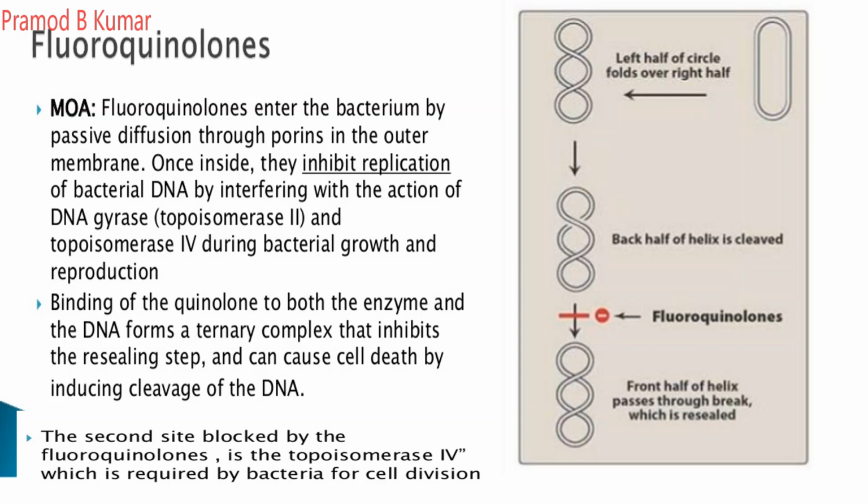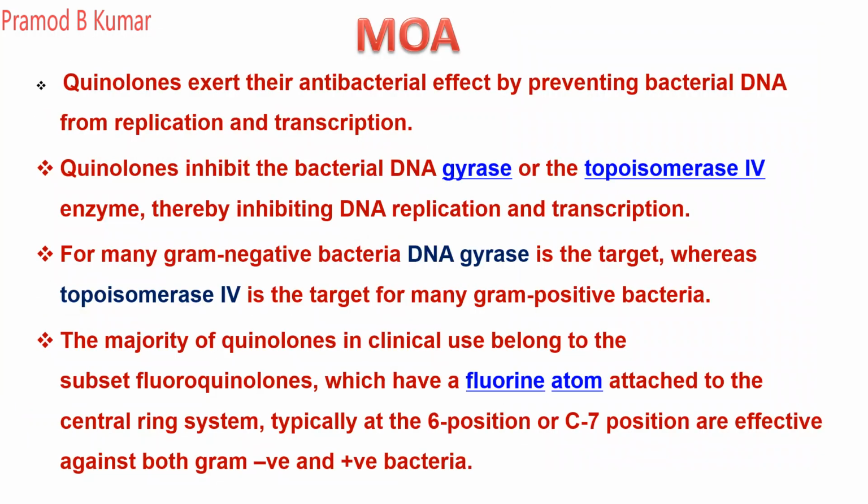Very important, you have to know. So they block what? DNA gyrase, which is topoisomerase 2, as well as topoisomerase 4 enzyme, which is necessary for bacterial growth as well as cell division or reproduction. So in short, fluoroquinolones act by preventing bacterial replication and transcription. They will prevent bacterial DNA replication or transcription, that is, formation of new cells.